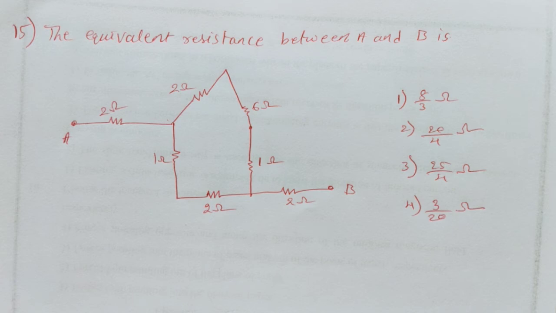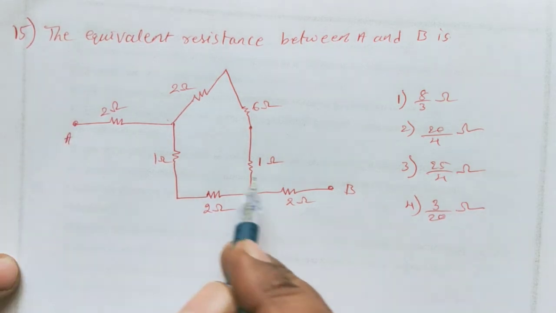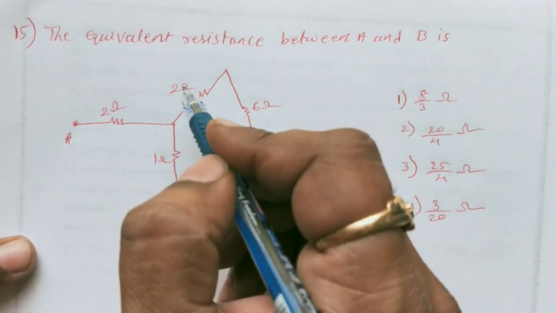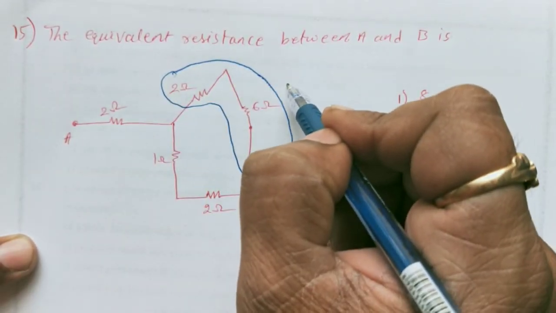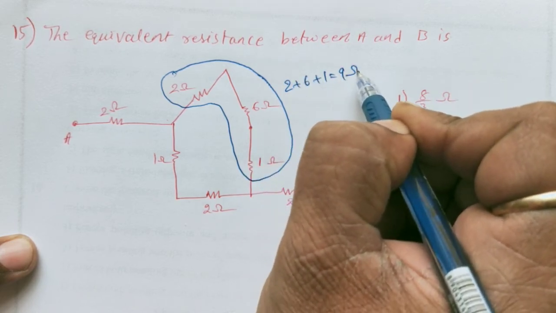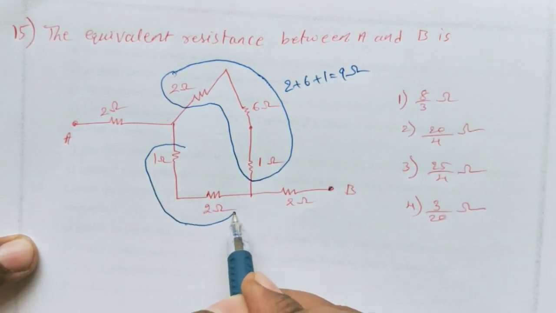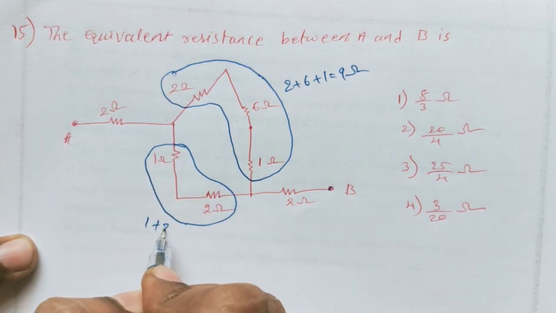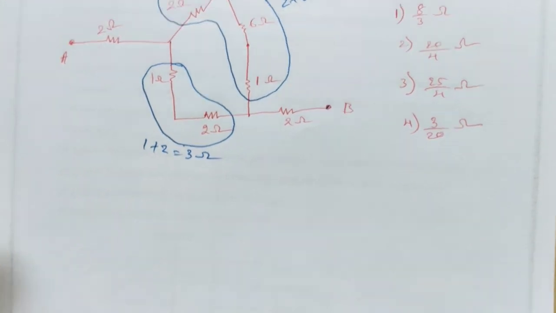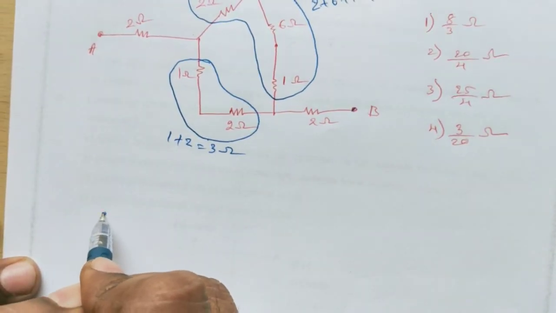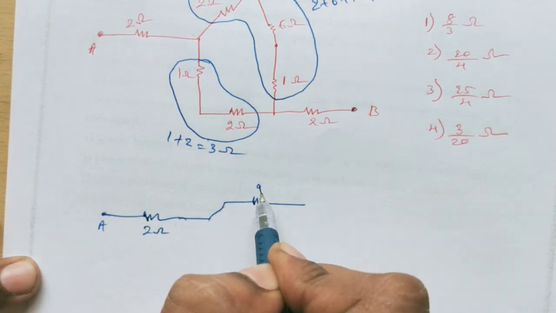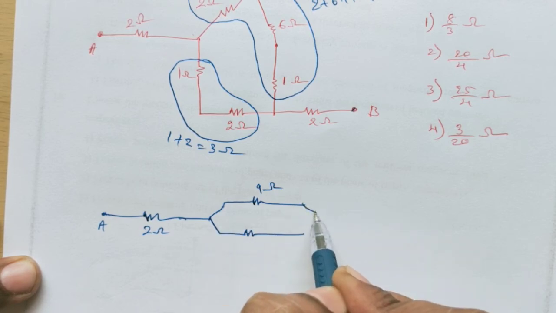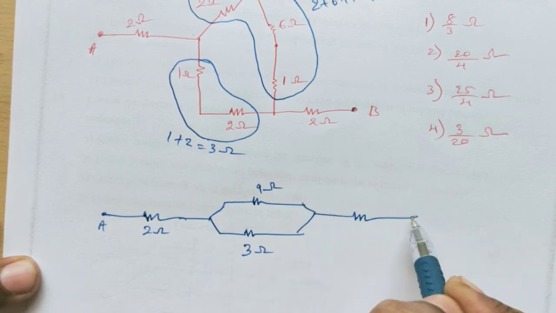So one more question we are observing here. The equivalent resistance between A and B is, so this is terminal A and this one is terminal B. See students, here 2 ohms, 6 ohms and 1 ohm are in series combination. Here it becomes 2 plus 6 plus 1 is equal to 9 ohms. So here 1 and 2 are also in series combination. So here 1 plus 2 is equal to 3 ohms. Now I am rearranging the circuit: this is A, here 2 ohms is present. Now this one is 9 ohms and this one is 3 ohms. Further here 2 ohms is present.